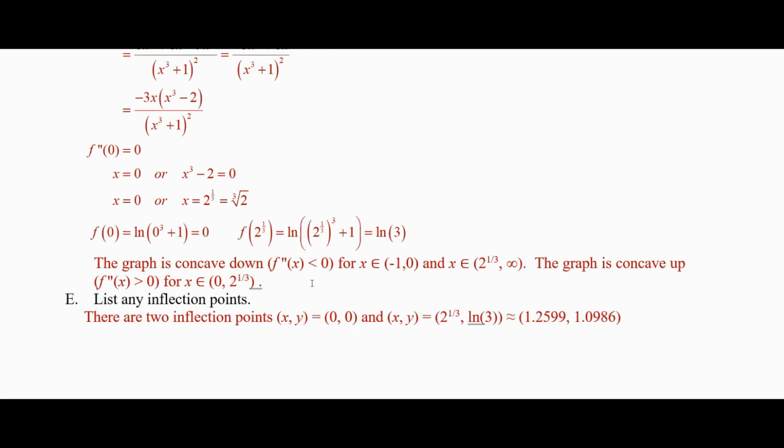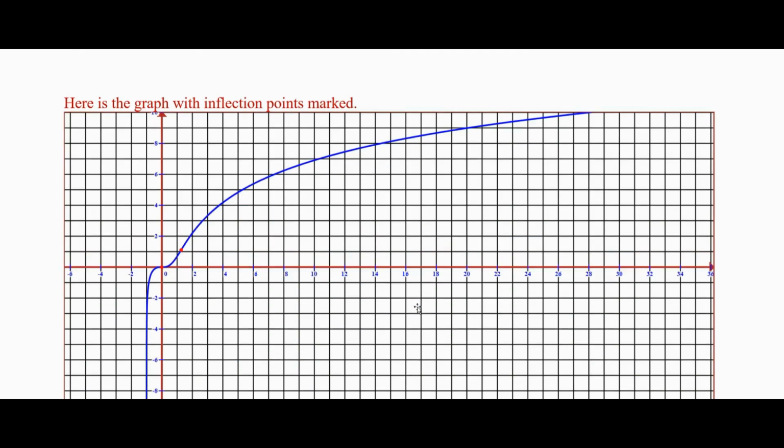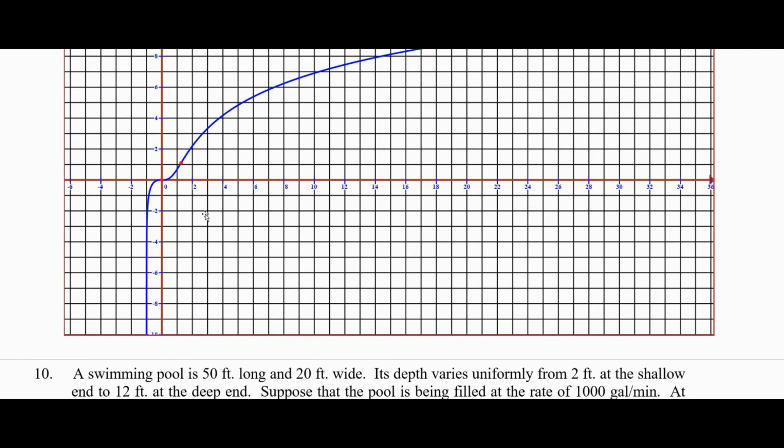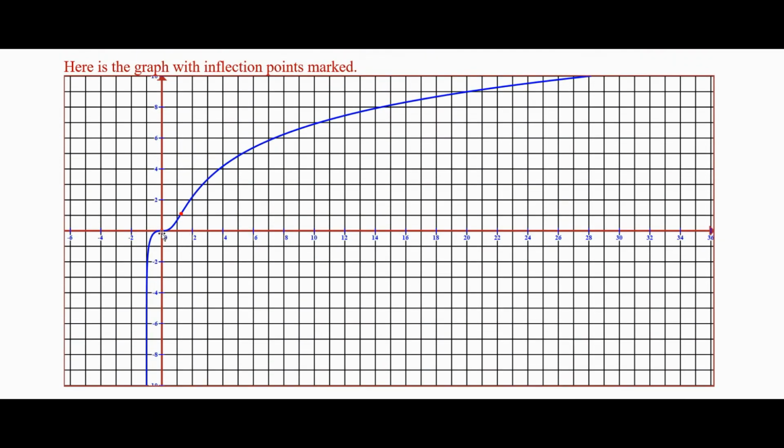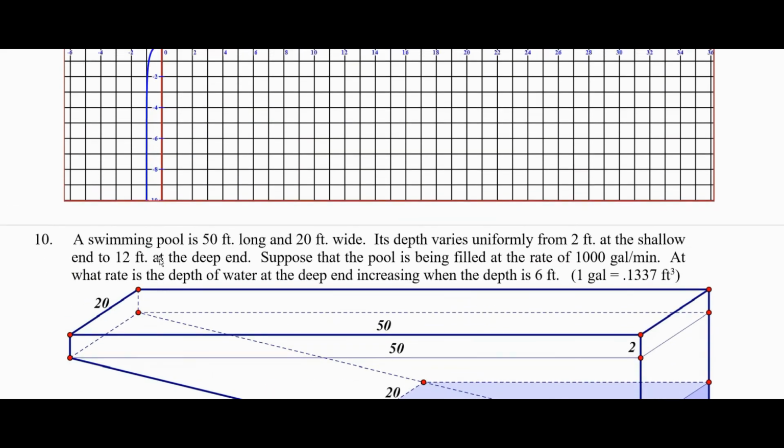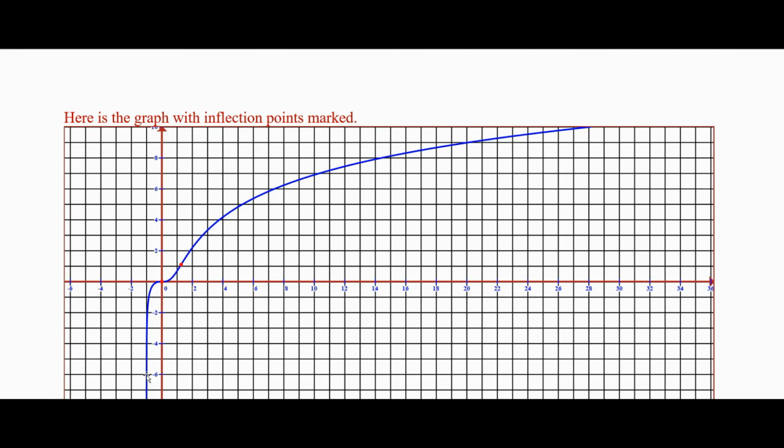So there are two inflection points, (0, 0) and (2 to the 1/3, natural log of 3), or approximately this. And you can see it here. I've marked the two inflection points with red dots. One's at the origin, one's here, but actually this function increases forever. So you got this nice little vertical asymptote here, increasing concave down to the origin, horizontal tangent line there, as well as being an inflection point there, as well as crossing both axes.